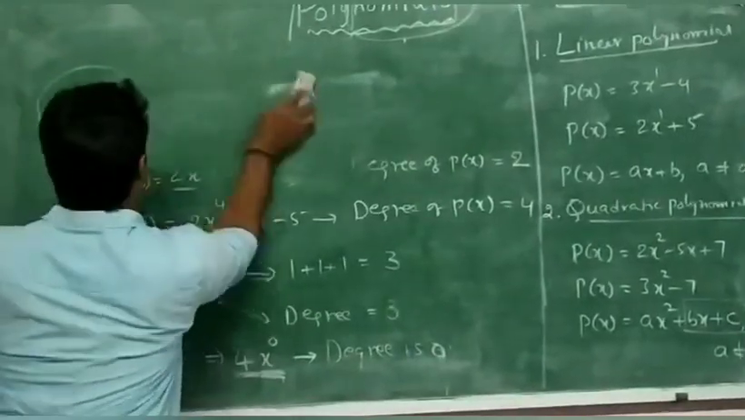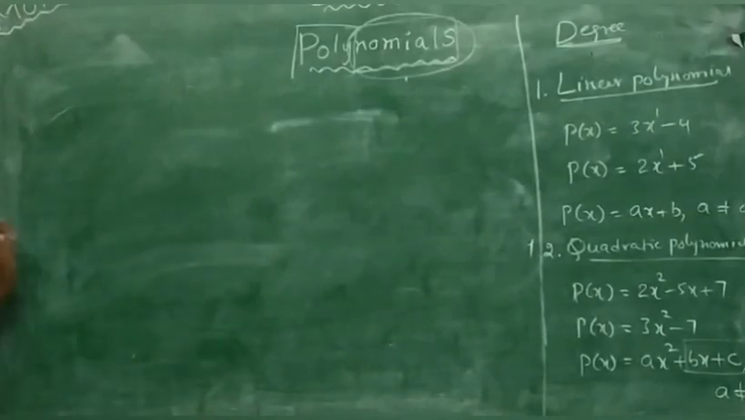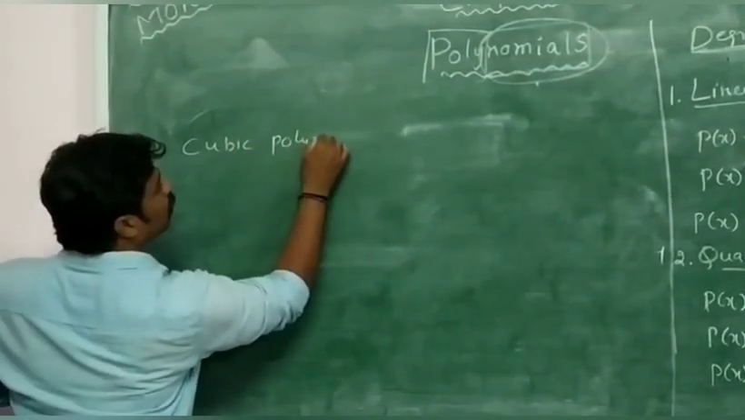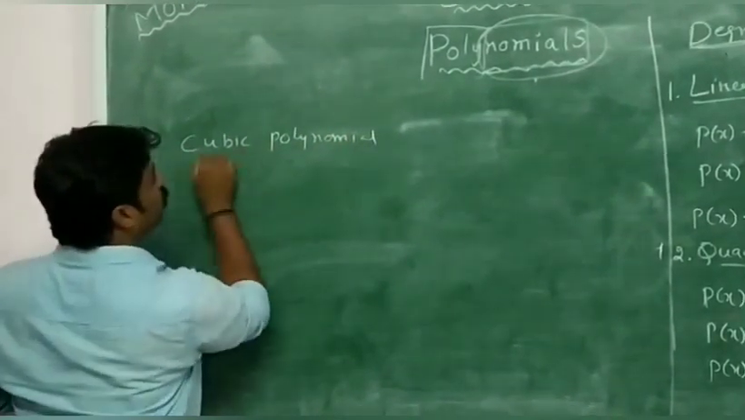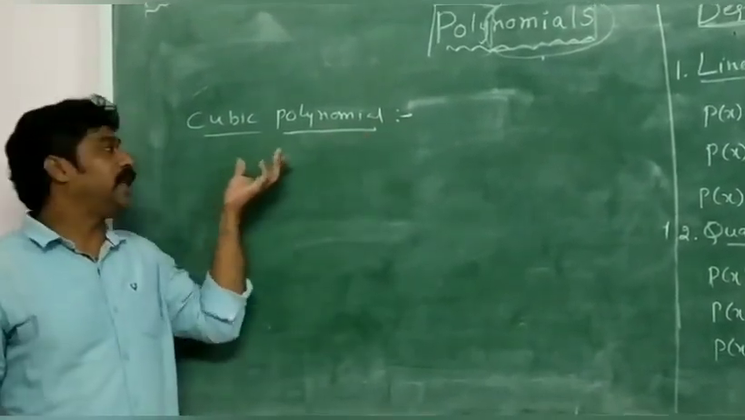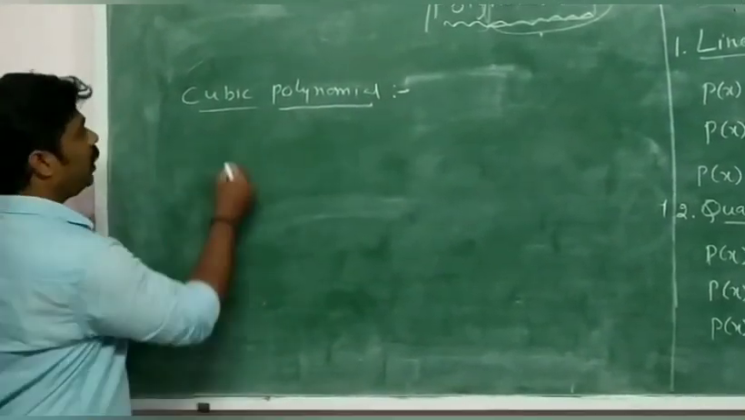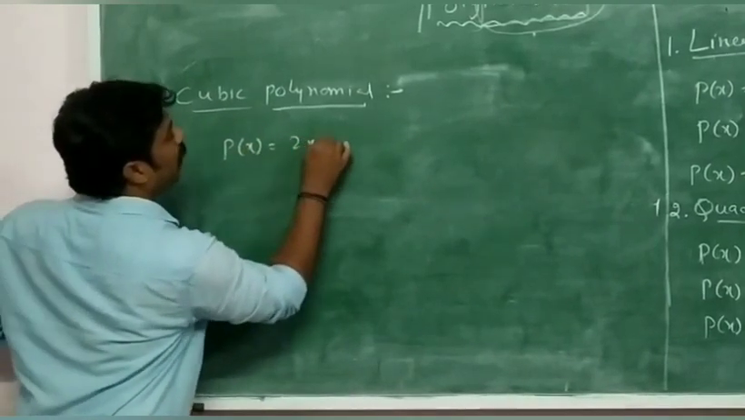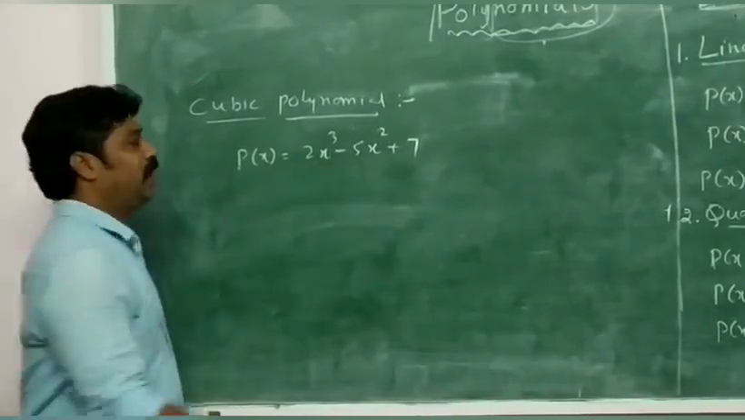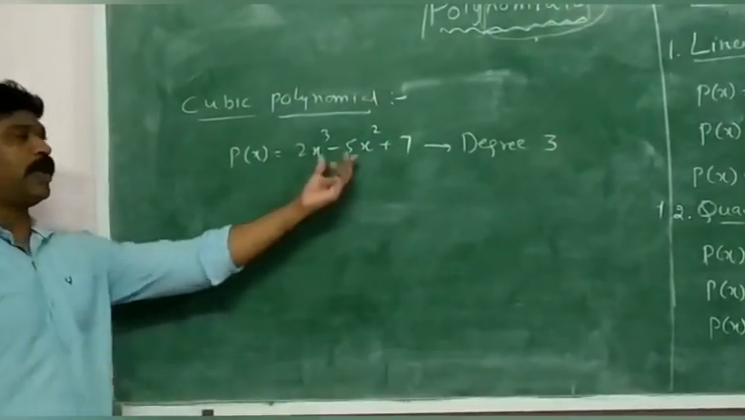And another one is cubic polynomial. So what is cubic polynomial? Cubic polynomial is nothing but, in any polynomial if the degree or highest power of the polynomial is 3, then we call it a cubic polynomial. So let it be p of x is equal to 2x cube minus 5x square plus 7. So in this, the degree is 3. If the degree is 3, then we call it a cubic polynomial. Degree is 3. So it is a cubic polynomial.